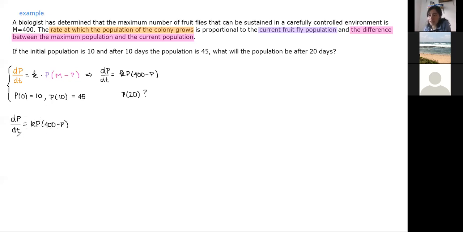So that will give me on the left-hand side 1 over p times 400 minus p, and on the right, times dp. And on the right-hand side, I'm going to have k times dt. Do I have any questions about this? This looks so far so good.